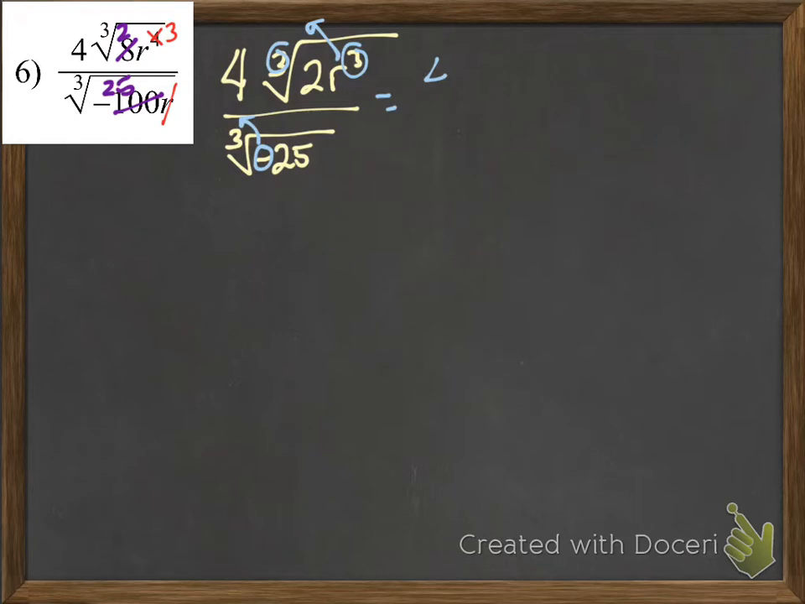So I got an r cubed on top. I'm going to simplify that right away. Negative 20, an odd root of a negative, automatically a negative simplifies out. So that gives us that.